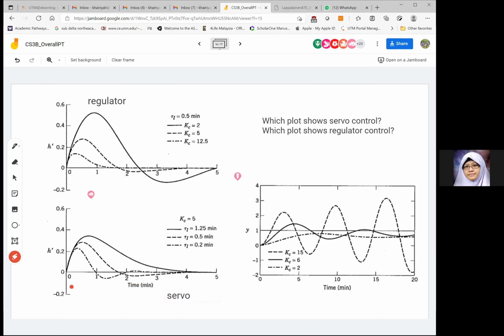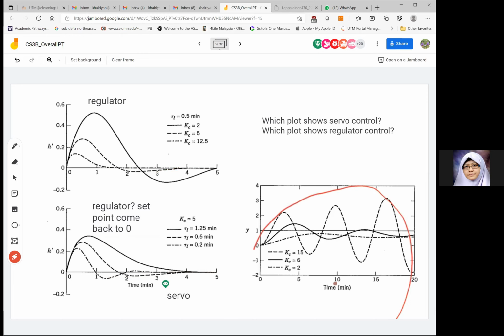Servo. Is it servo? I think so. Why? Because you see the... is there a new set point? This is PI control, that's why finally the control variable comes back to 0. Yeah, the set point did not change at all. Okay, so this is regulator, this is regulator.